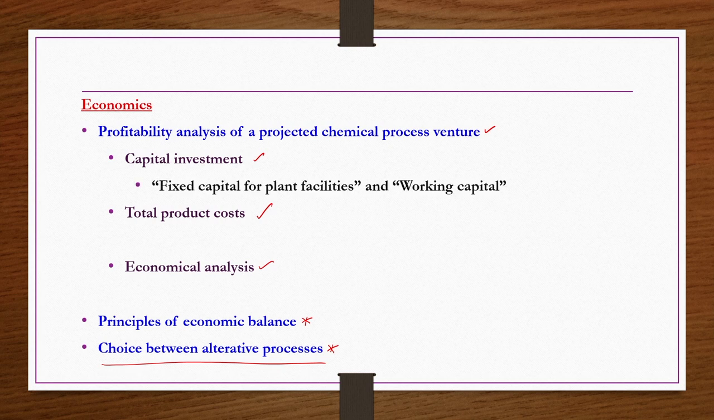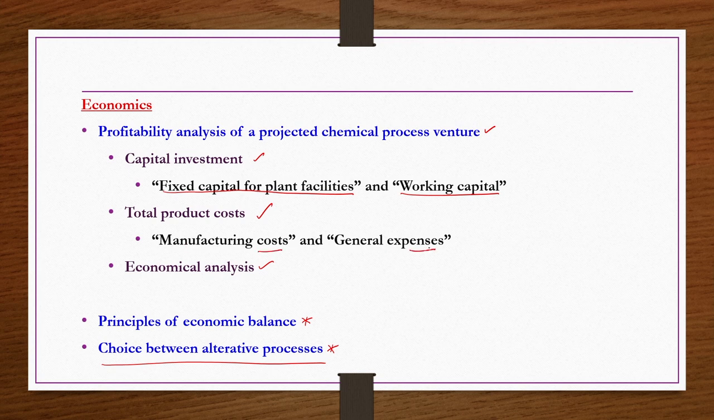Under the capital costs or capital investment, you have fixed capital for plant facilities and working capital. So working capital and fixed capital come under capital investment. What are they? We are going to see next. Then total product cost is nothing but manufacturing cost and general expenses. What is included in such costs, we are going to see. Then economical analysis, like selling price and profitability, etc.